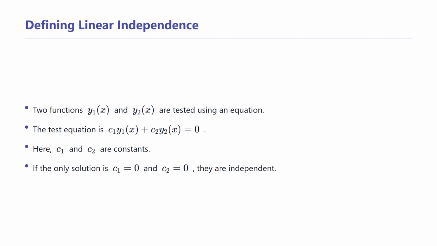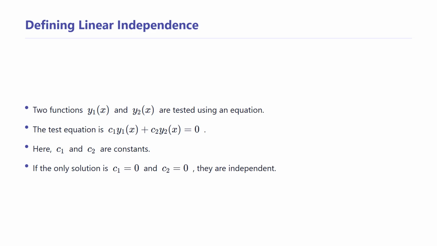Now that we have an intuitive grasp, let us look at the formal mathematical definition. In the language of mathematics, two functions, y1 of x and y2 of x, are tested for independence using a specific equation: c1 times y1 plus c2 times y2 equals 0. Here, c1 and c2 are just constants. We want to know if there is any way to make this equation true for all values of x.